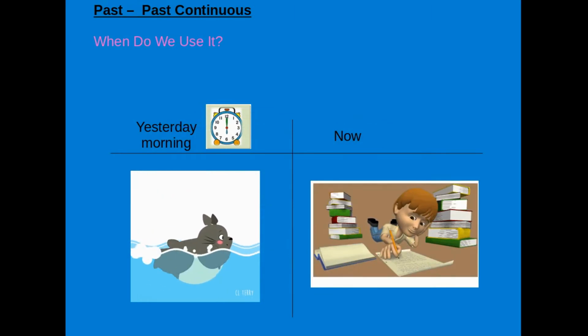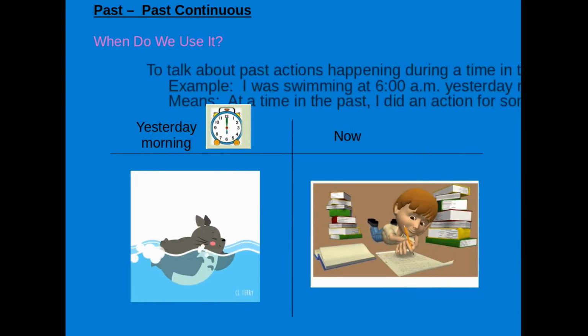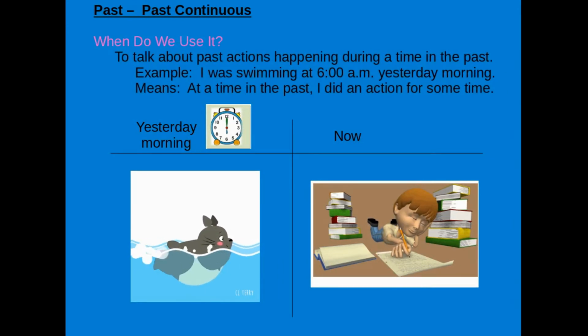Past continuous. When do we use it? To talk about actions happening during a time in the past. For example, I was swimming at 6 a.m. yesterday morning. The meaning is, at a time in the past, I did some action for some amount of time.